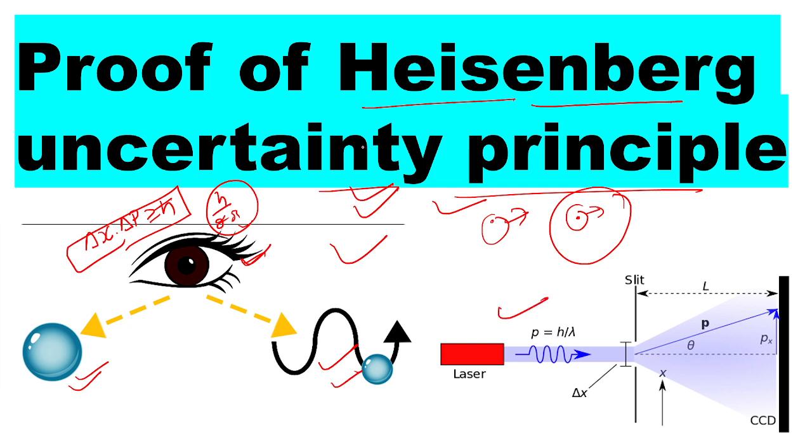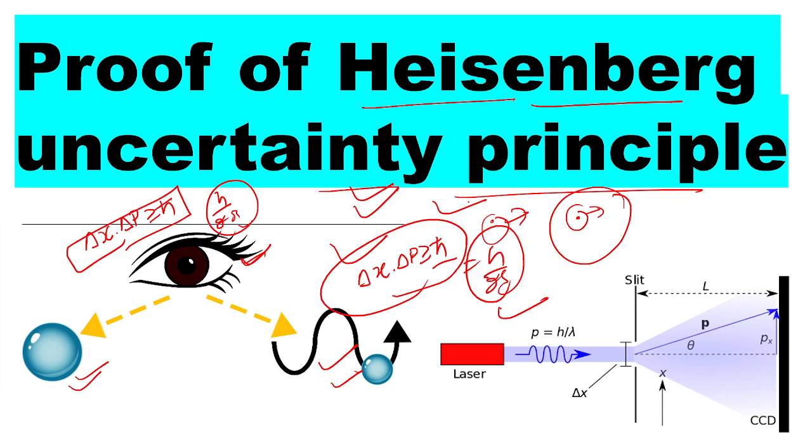In this video we are going to prove the Heisenberg uncertainty principle. What is that? That is delta x delta p is greater than or equal to h cross, which is equal to h over 2 pi. So let's start our video.